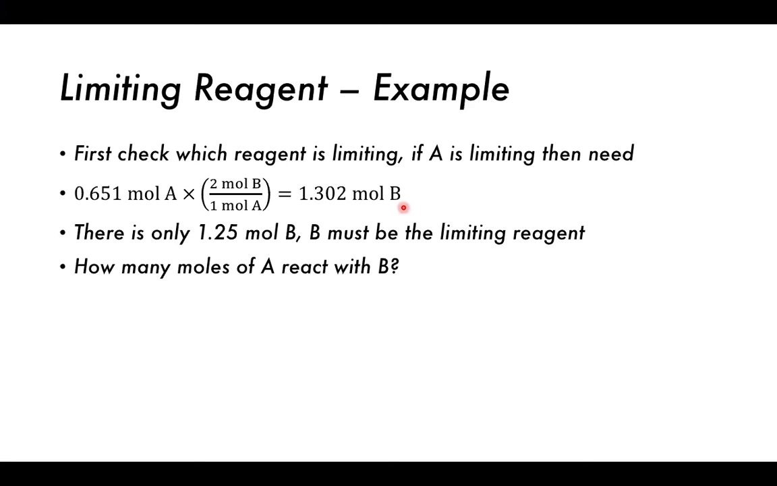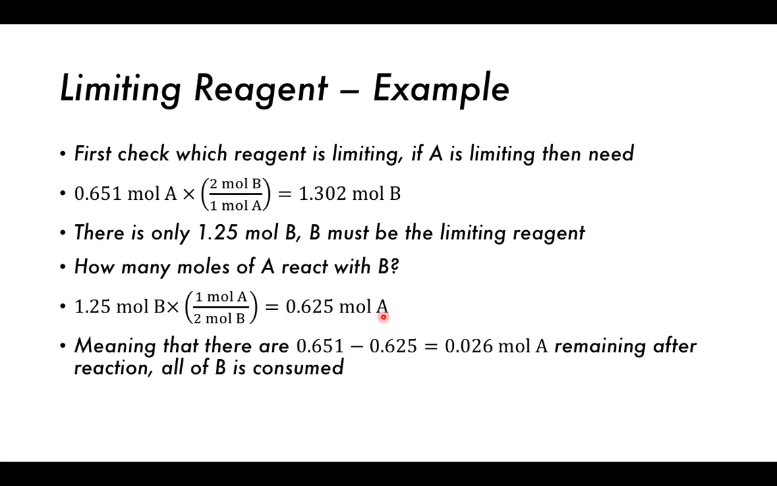So how many moles of A react with B? If we have 1.25 moles of B, then we multiply that by the molar ratio of A to B. For every 1 mole of A, we need 2 moles of B. So the number of moles of A which can be consumed by B is going to be 0.625 moles of A. This means that 0.651 moles of A minus 0.625 moles of A gives 0.026 moles of A remaining after reaction, with all of B being consumed. So in our final reaction mixture, we would have some of A and mostly our product present.